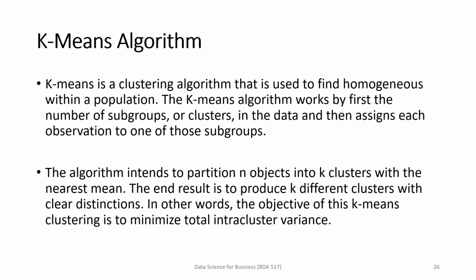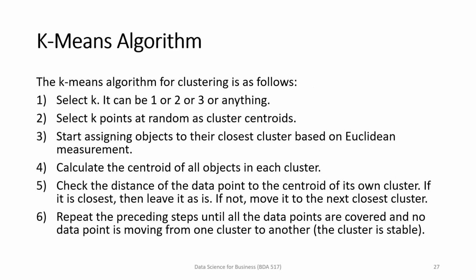Okay. So that is how it works. Let me go over it again. First of all, you select a K, any number of clusters that you want to work with. Now, select K points at random as cluster centroids. So when you select it, it will pick its own random centroids.